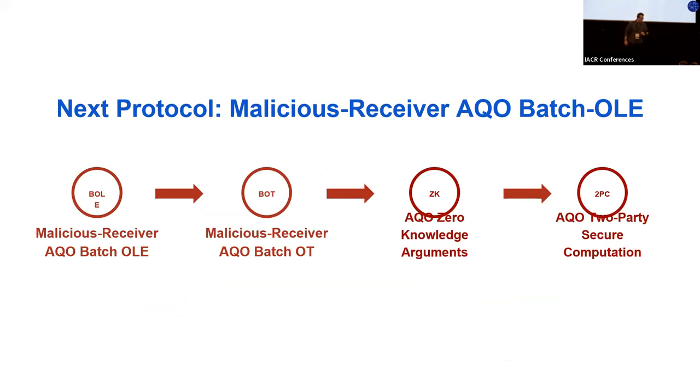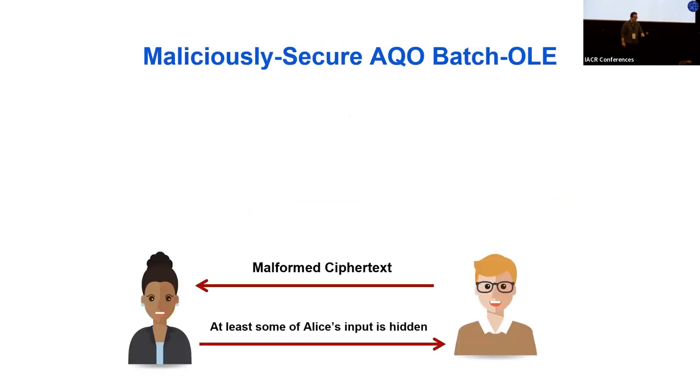The next bit of the talk is going to focus on this malicious receiver batch OLE protocol. I'm going to talk briefly about the malicious receiver batch OT protocol that we can build from the batch OLE protocol, and then I'll talk very briefly about the AQO zero knowledge from the batch OT, and for the two-party secure computation, I'll refer you to the paper.